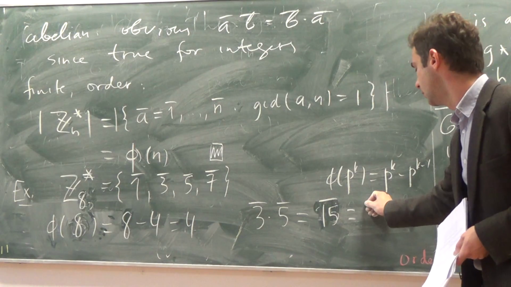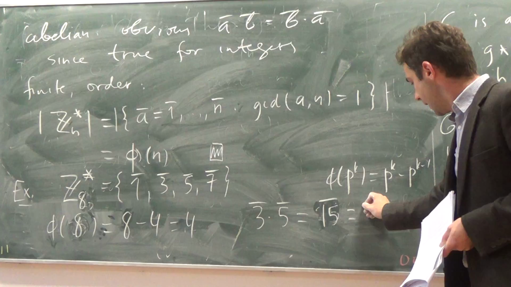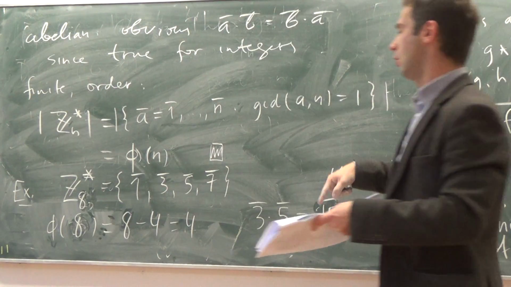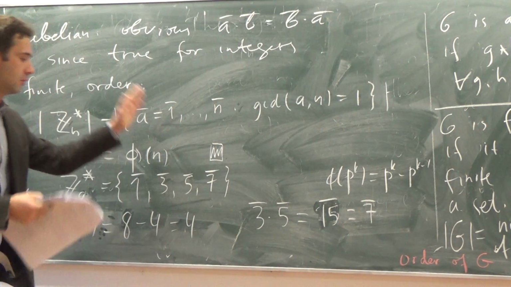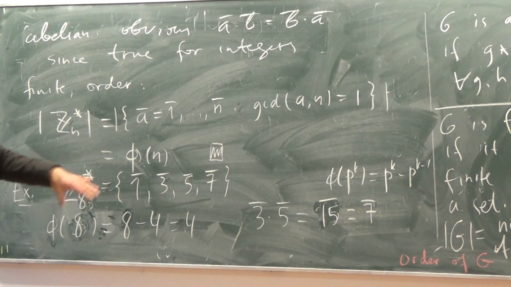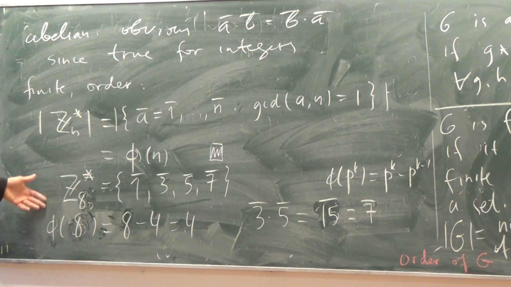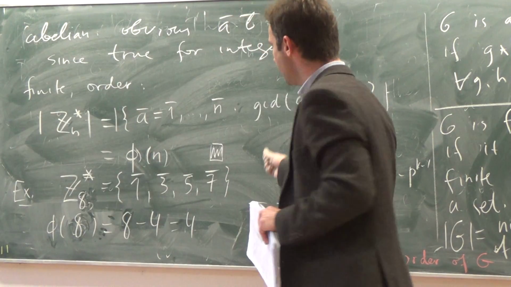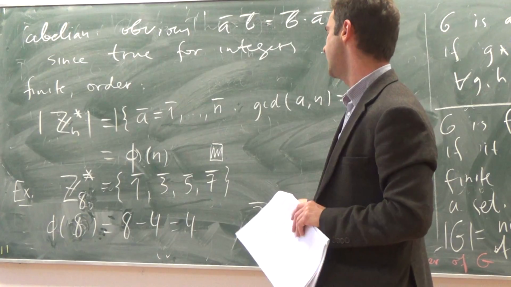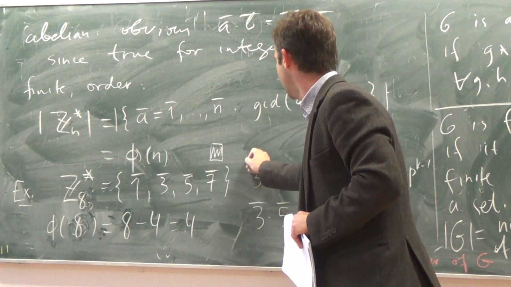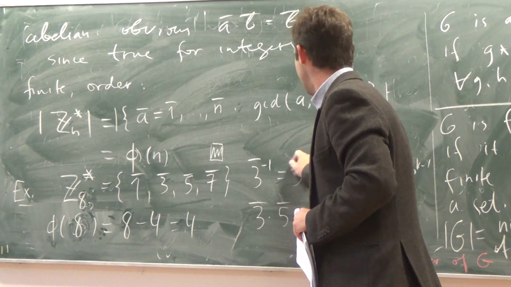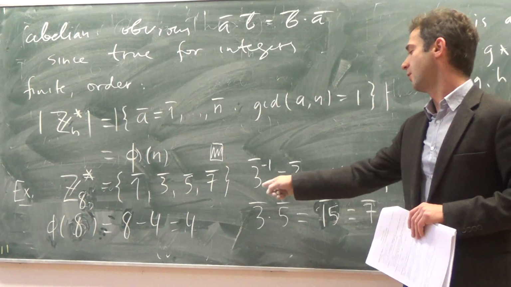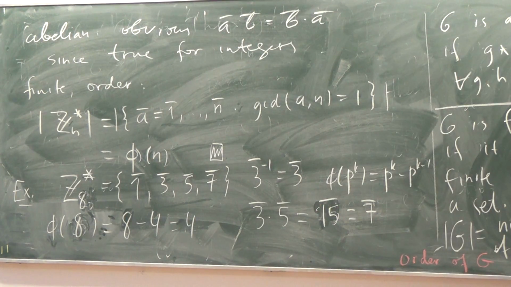And 15 mod 8 is 7, and we can make the whole table, multiplying these guys onto themselves and filling it out. That's the kind of thing we're talking about here: this group under multiplication. We can also think about inverses. Funnily, for example, 3 inverse is 3. If we take 3 times 3, we get 1.